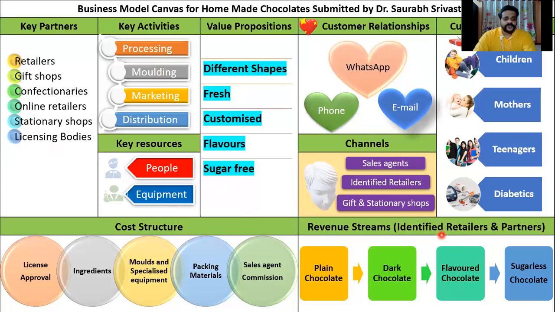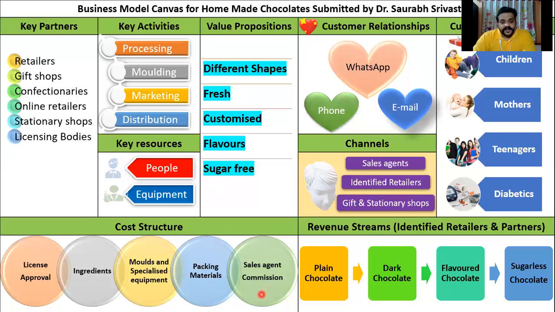The cost structure, if we look into it, we see that there will be some money involved in taking the license, seeking approval and all. I'll have to buy a few ingredients or different flavoring agents which I need to make my chocolate. Third will be molds and specialized equipment that will be required in molding and processing of the chocolate. And the most important is the packing materials, because unless you have attractive packaging, chocolate will not attract people over the shelf. Packaging materials will also involve cost, because if it is going to be for gift purposes, it will be costly packaging rather than the general packing.